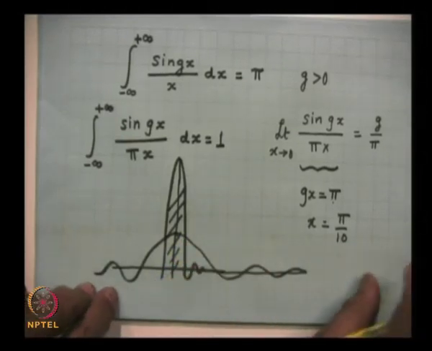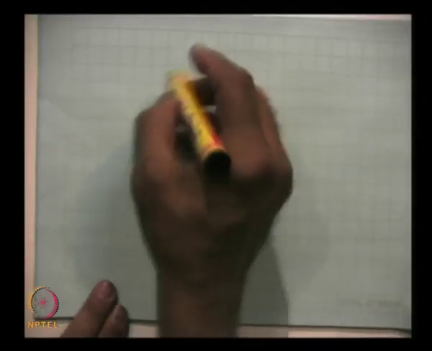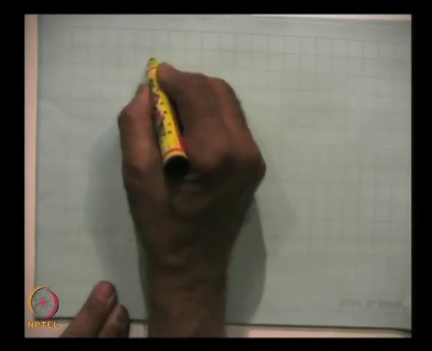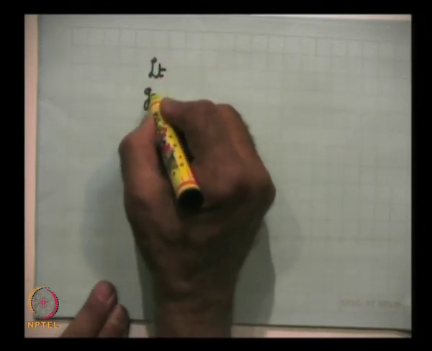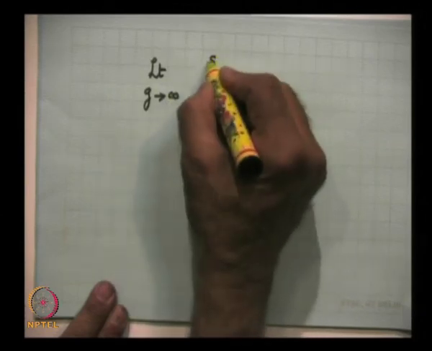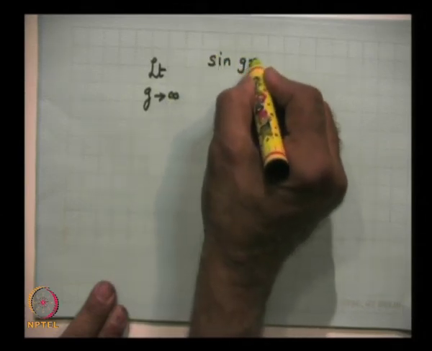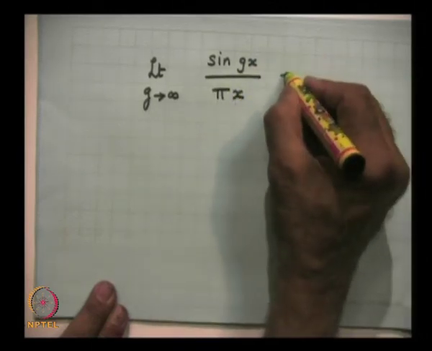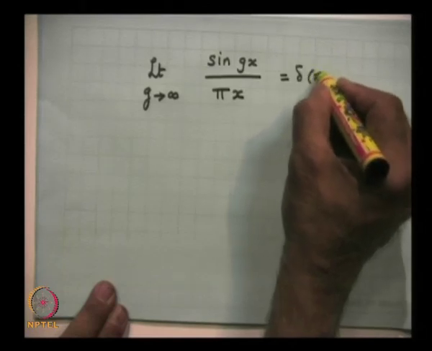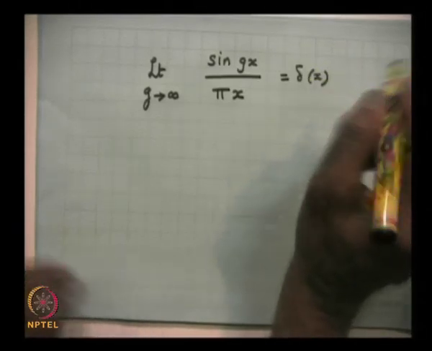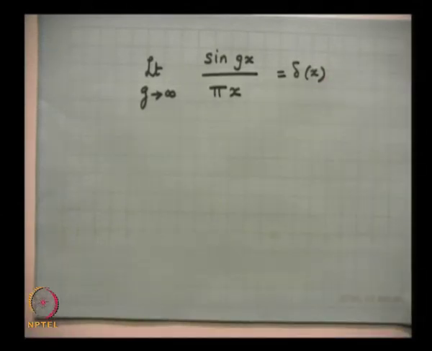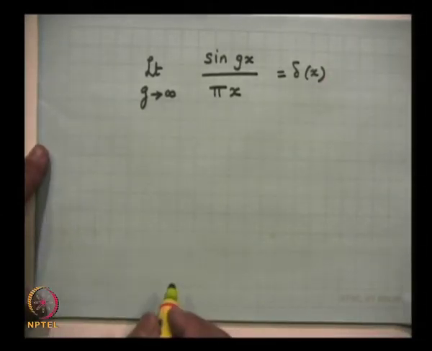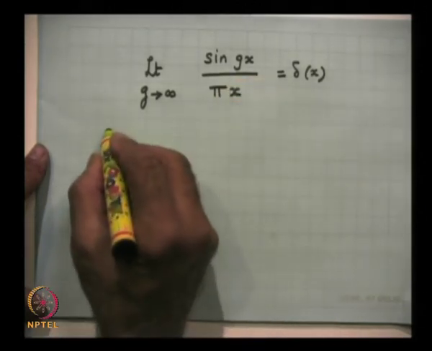So, therefore, we have yet another representation of the Dirac delta function: the limit as g tends to infinity of sin gx by pi x has all the properties of the Dirac delta function, and I can write this as delta x. So, I will use this representation. Now, let me write down what is sin gx by pi x.